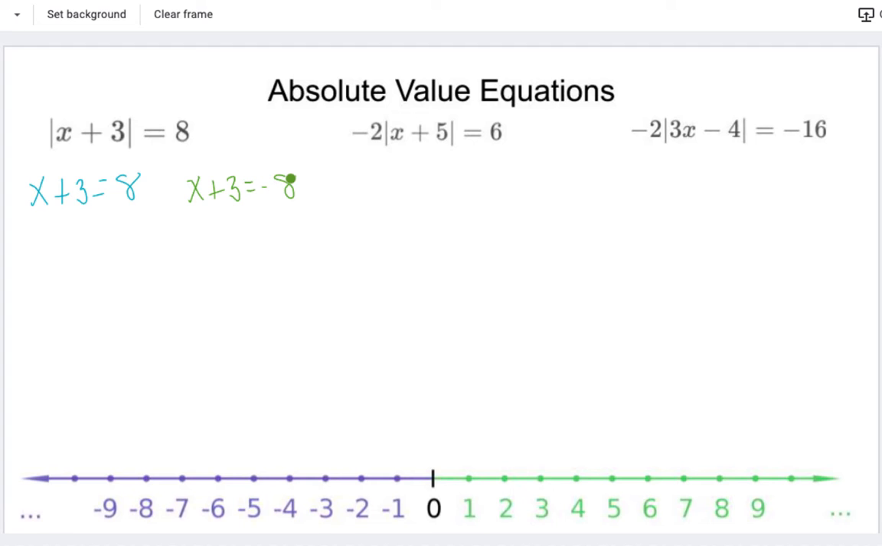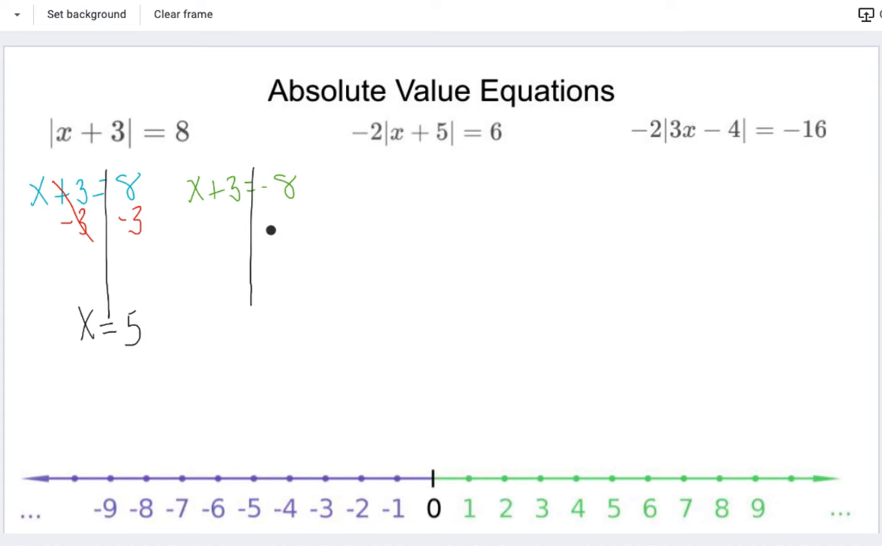So x plus 3 could equal 8, or x plus 3 could equal negative 8. So we're just going to solve this. It's a one-step equation. We have our left-hand side and our right-hand side are equal. We have addition, so to undo the addition and get x all by itself, we're going to be subtracting. So we're going to subtract 3 from both sides. Again, positive 3 minus 3 is 0, leaving x by itself. 8 minus 3 is 5.